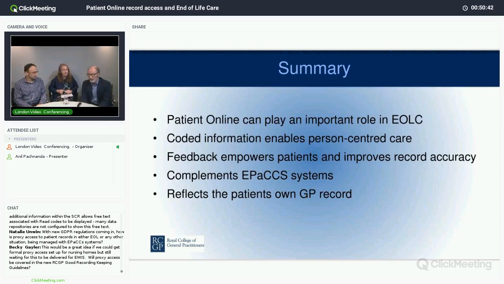For a little bit of background about nursing homes, the technology is fairly straightforward, and although EMIS hasn't got formal proxy access rolled out, other suppliers do.